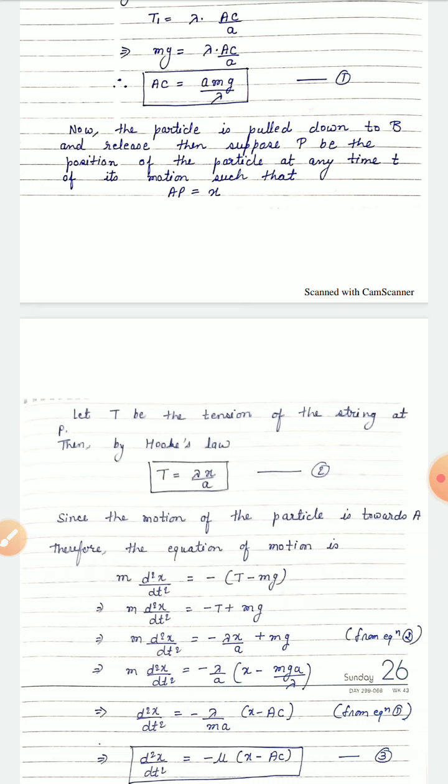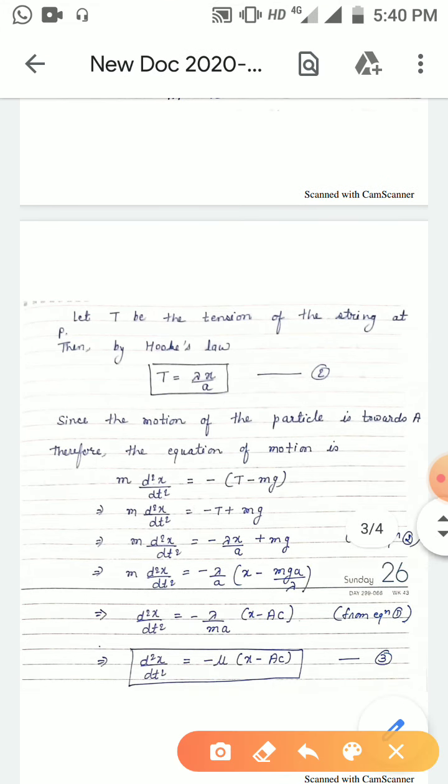Since the motion of the particle is towards A, therefore the equation of the motion is m d2x by dt square equal to minus T minus mg. The direction of T is upwards and the direction of weight mg is downwards. So we will get T minus mg, and force m d2x by dt square is equal to minus of, because the direction is reversed. So from here we will get m d2x by dt square equal to minus T plus mg. Substituting the value of T, we will get m d2x by dt square is equal to minus lambda x by a plus mg.